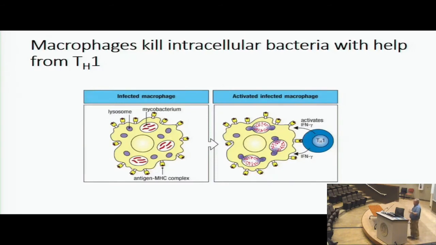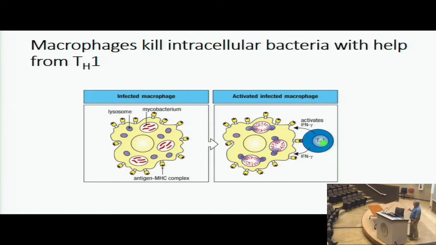The macrophage is an antigen-presenting cell, has class 2 on the surface. So it will take up extracellular pathogens, extracellular antigen like bacteria, in this case mycobacteria, broken down into peptides, and then those peptides are presented on the surface of the macrophage in the context of a class 2 MHC molecule. So along comes a T cell that's already been activated by a dendritic cell.